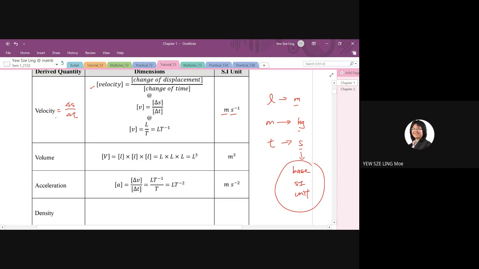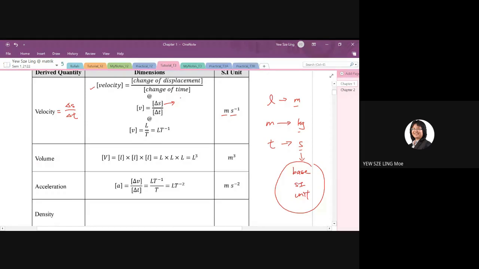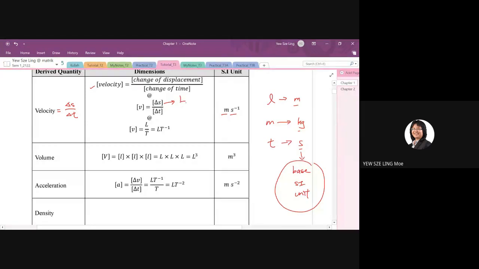So first one, velocity. Velocity is a change of displacement over change of time. As you can see here, displacement is a type of length, because you measure it with a meter ruler, the length of the path traveled, the distance between two points. So when you change it into dimensions, we use the symbol L. L represents the dimension for length. And then time, capital letter T.